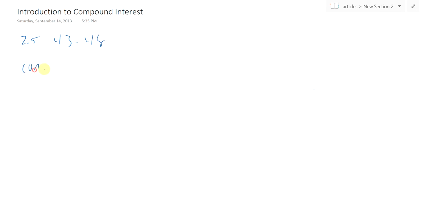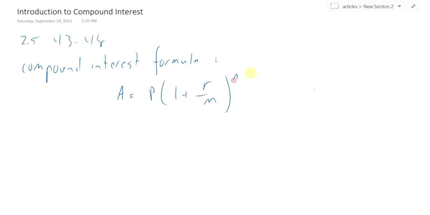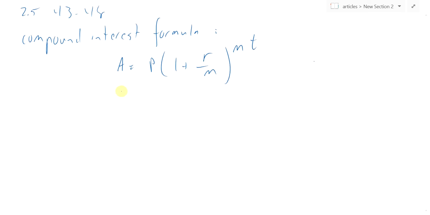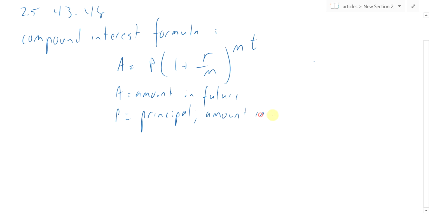The compound interest formula, and we'll talk about where these things come from and how they get this way when we do compound interest and continuously compound interest in section 3.2. A equals P(1 plus R over M) to the MT. That's the compound interest formula. A is the amount in your account at some time in the future. P is you deposit your principal amount you invest or save.